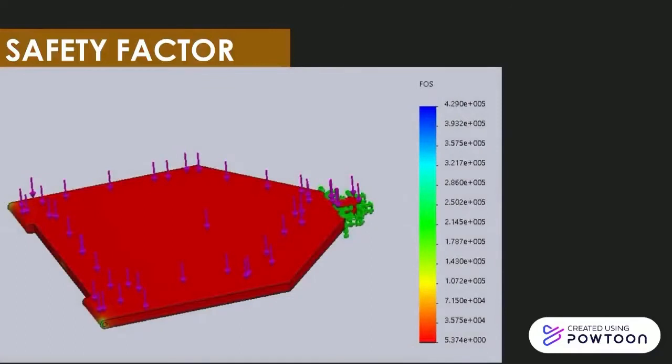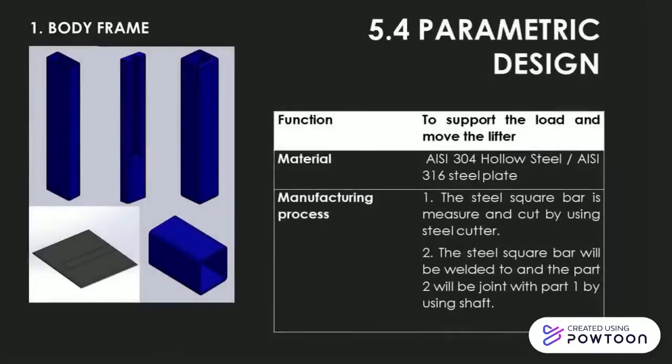The last analysis is safety factor. The lowest safety factor for the part is 5.374. This means the highest load it can support before failure is 5,271.89 Newton. This lowest factor of safety happens to the whole part. The safety factor is safe for the product and it can withstand a load of up to 537.4 kg.